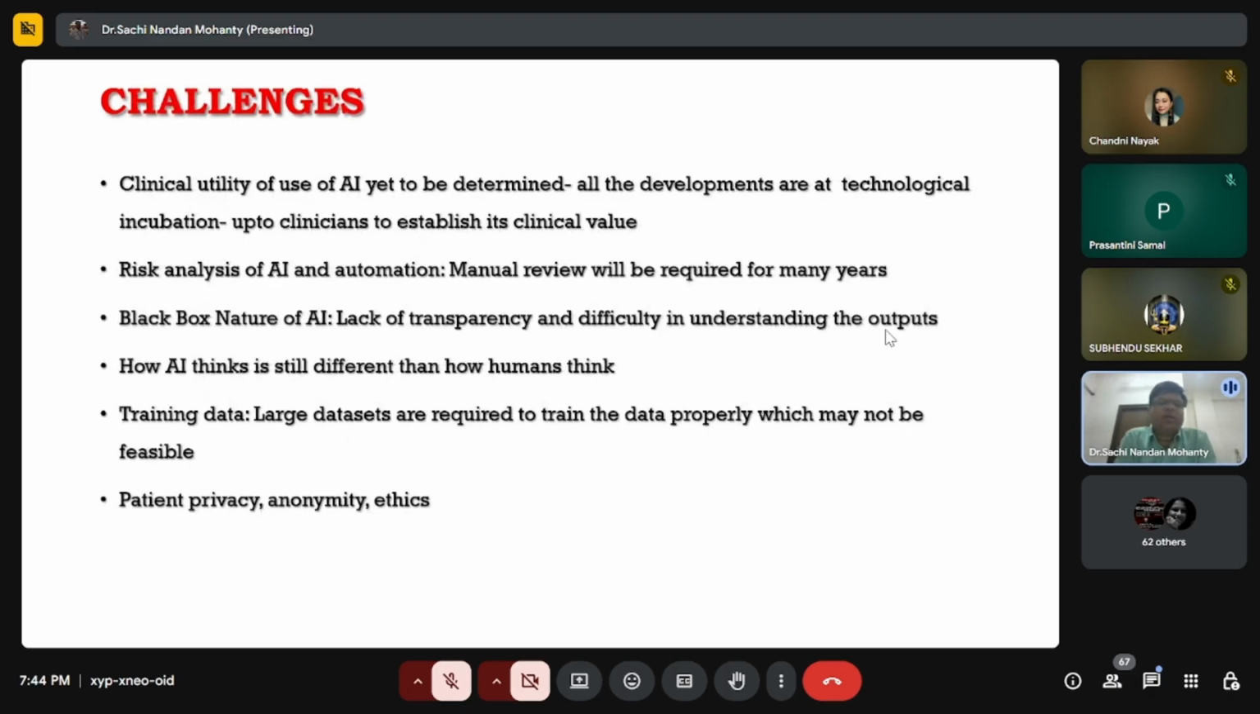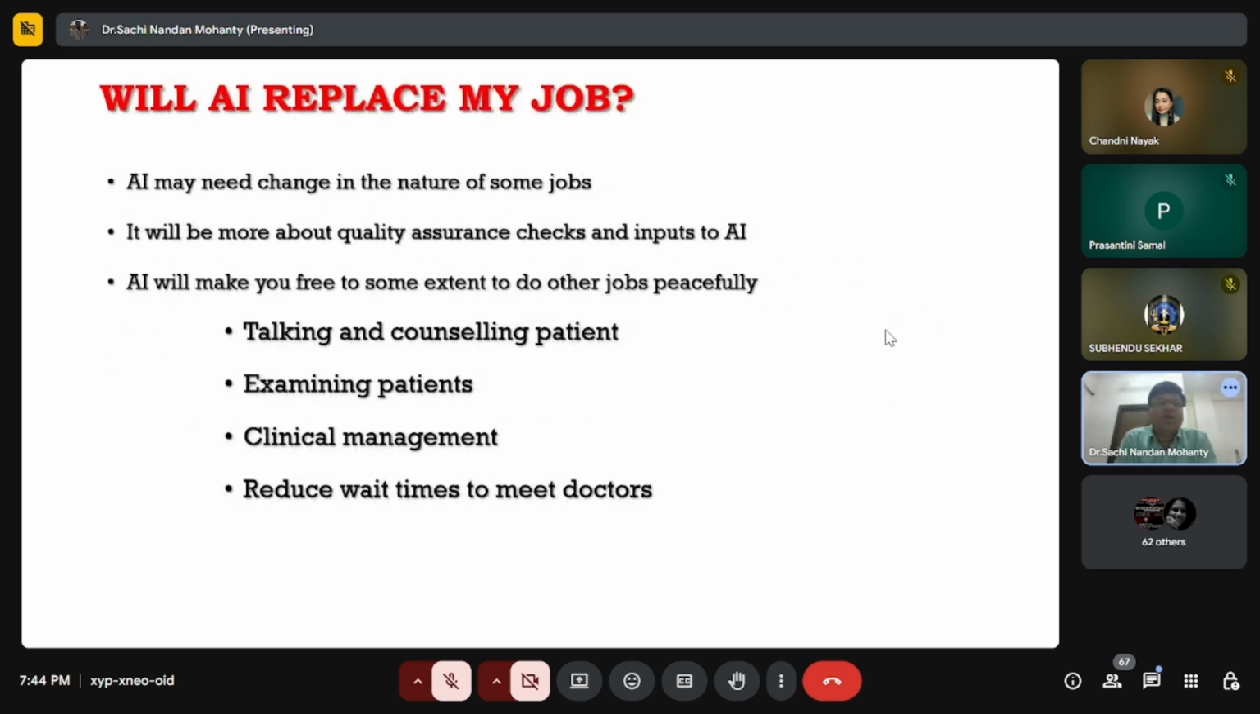Challenges: the clinical utility of AI should be determined, through all the developmental, technological incubation up to established clinical value. And patients' privacy, autonomy, and ethics should be respected. Will AI replace my job? So no, AI may change the nature of some jobs. AI will free up time for other jobs: talking and counseling the patient, examining the patient, clinical management, and reducing wait time to meet the doctor. So that will be the help.